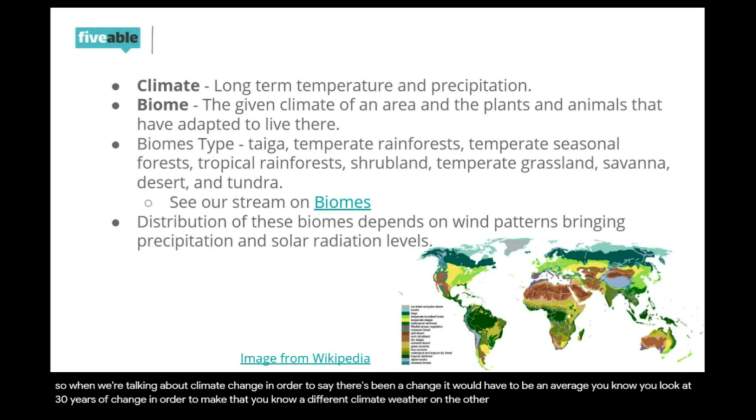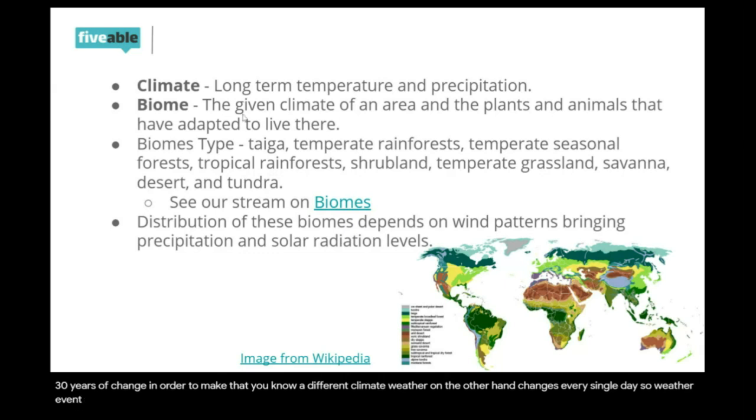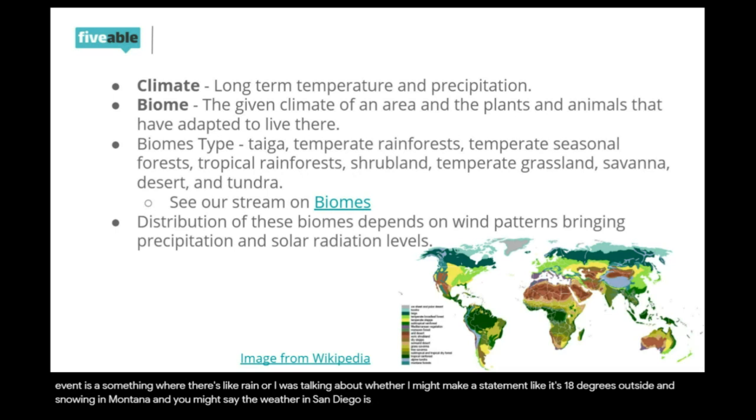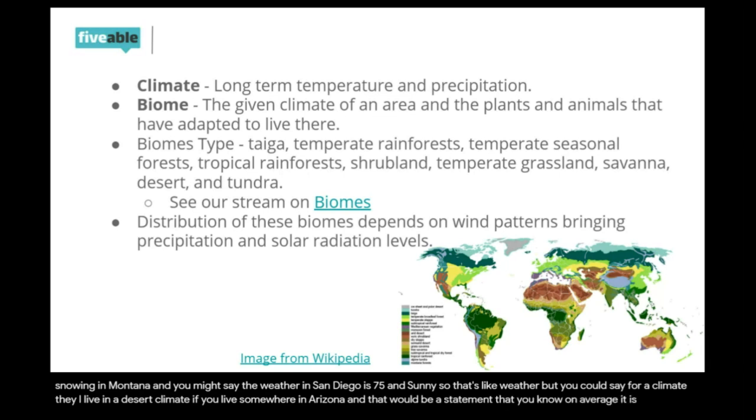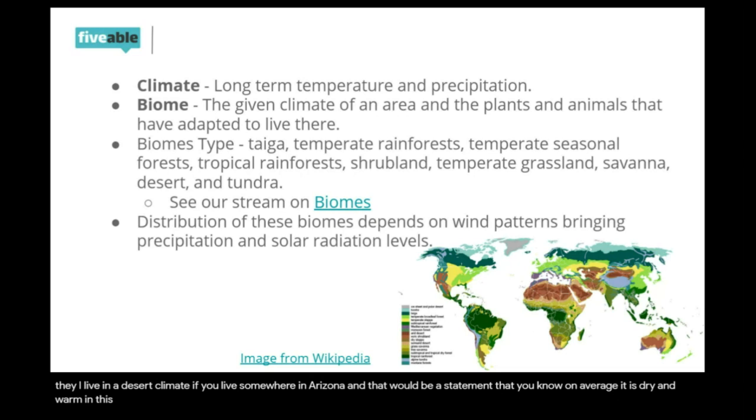Weather, on the other hand, changes every single day. A weather event is something like rain, or I might make a statement like it's 18 degrees outside and snowing in Montana, and you might say the weather in San Diego is 75 and sunny. But for a climate, if you lived somewhere in Arizona, you could say I live in a desert climate, a statement that on average it is dry and warm in this area. So that's the difference between climate and weather.